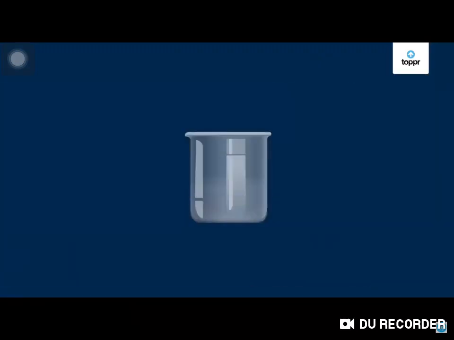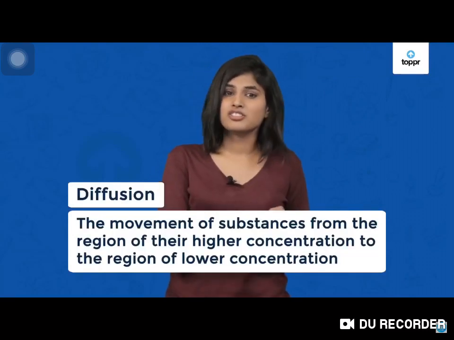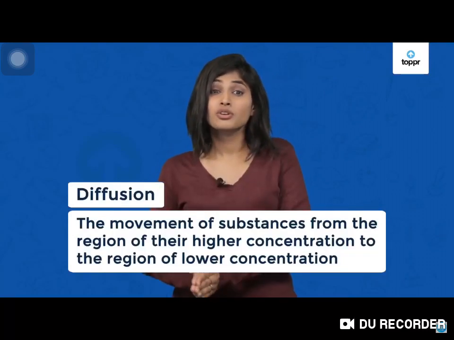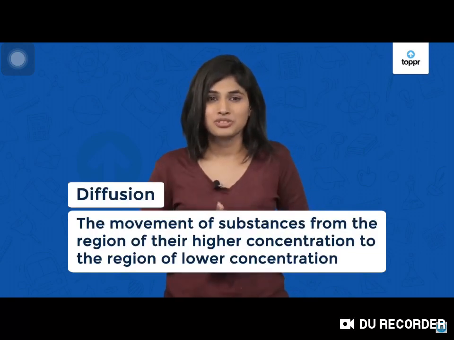We are going to take another beaker, fill it with water. This time we are going to add colored salt. Notice that I am adding it to one end of the beaker. In some time it slowly starts to move, and after a while you can see that it is spread throughout the beaker. This means that the salt, which was initially at the higher concentration at one end of the beaker, slowly started to move to the other end where it was present in lower concentration. This movement of substances from the region of higher concentration to the region of lower concentration is called diffusion.